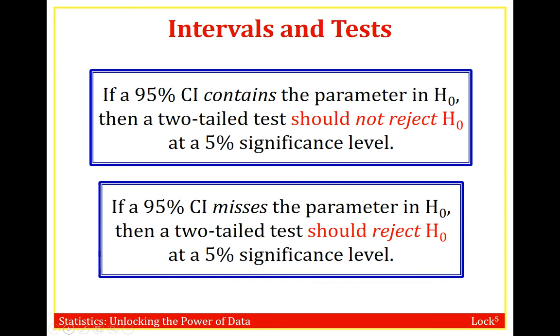Nice roundup here. If a 95% CI contains the parameter in H0, then a two-tailed test should not reject H0 at a 5% significance level. If a 95% CI misses the parameter in H0, then a two-tailed test should reject H0 at a 5% significance level. What this tells us is that if you are outside of the CI, we're going to reject you. If you're inside of the CI, we're not going to reject you.